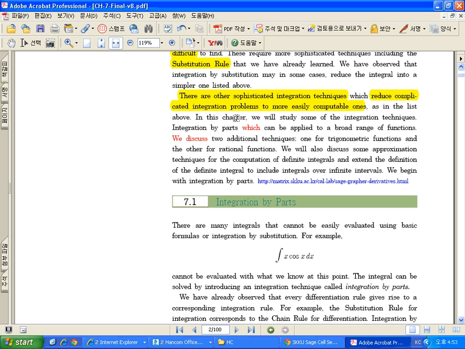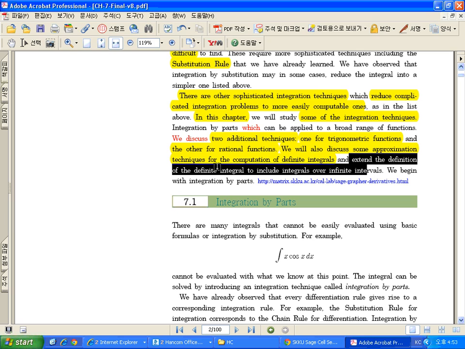In this chapter, we will study some integration techniques, and integration by parts, which can be applied to a broad range of functions. We discuss two additional techniques, one for trigonometric functions and the other for rational functions. We also discuss some approximation techniques for computation of definite integrals, and extend the definition of the definite integral to include integrals over infinite intervals.